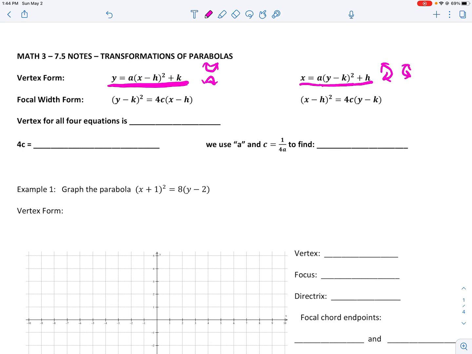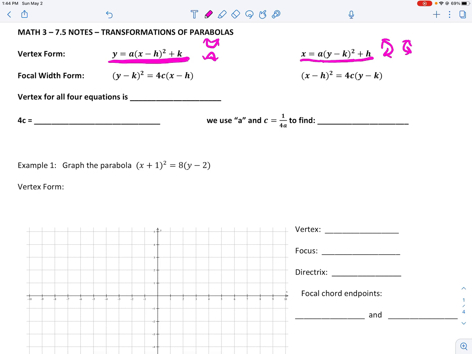Now we also have what we call focal width form. So this is helpful because remember 4c is what is called our focal width. So that's the distance between those 2 points on the parabola, the focal chord endpoints. So this is, again, right, y is being squared, so this is, again, a sideways parabola, left or right. And here, x is being squared, so this is a vertical parabola, up and down. But again, the 4c is the focal width.